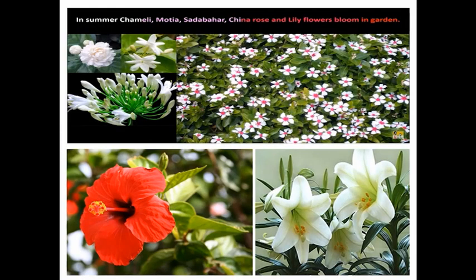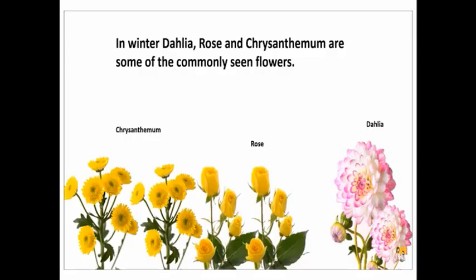We see different flowers in different seasons. Some plants bear flowers throughout the year, while others bear flowers in different seasons. Flowers like China rose, lily that bloom in summer. Flowers like dahlia, rose, chrysanthemum are commonly seen in winter. Children, find out the names of some flowers that bloom in different seasons and write their names in your textbook.